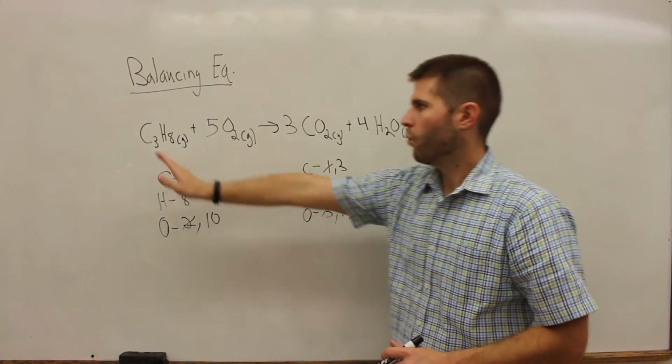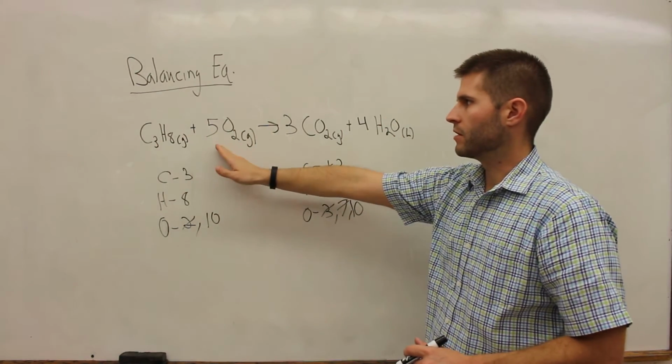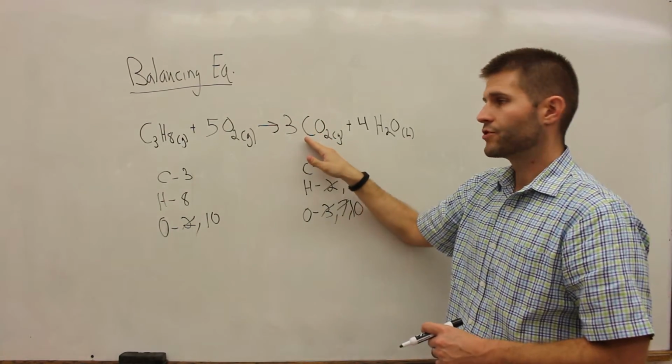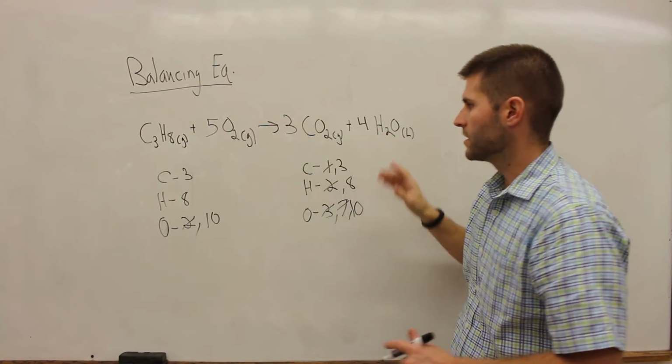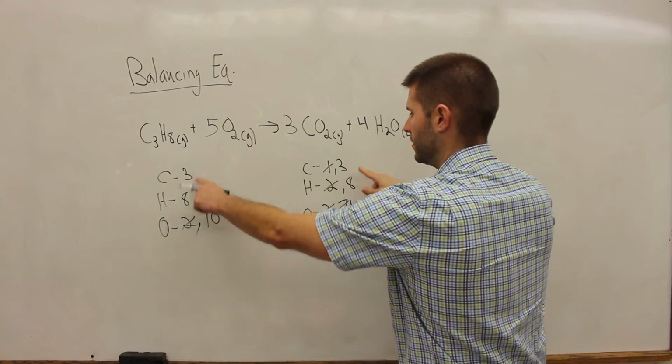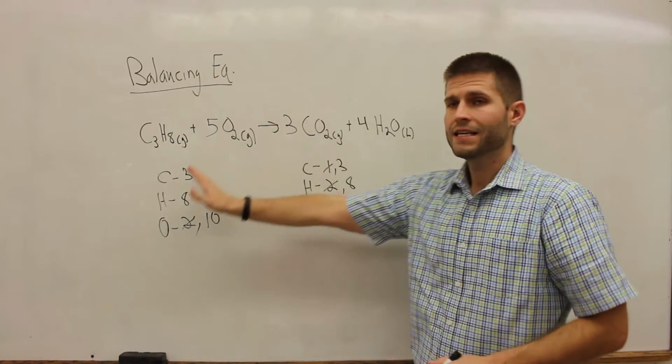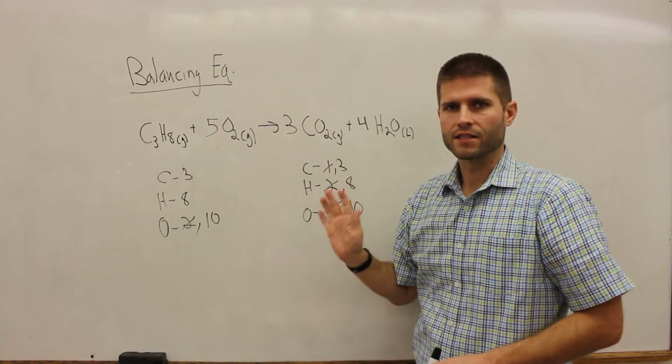Okay? For every 1 propane, it requires 5 oxygens to burn. That produces 3 carbon dioxides and 4 waters. And we can see that this is balanced because we know the numbers on both sides. They equal each other, so this is a balanced chemical reaction. It satisfies the law of mass conservation.